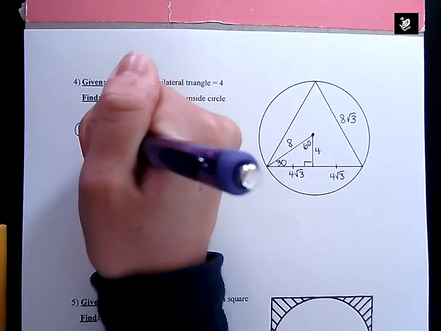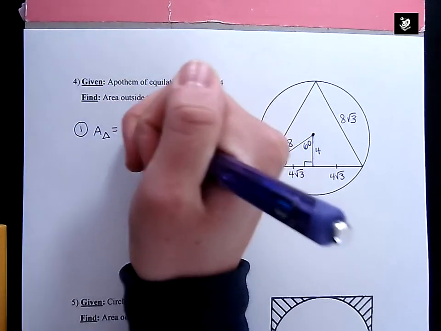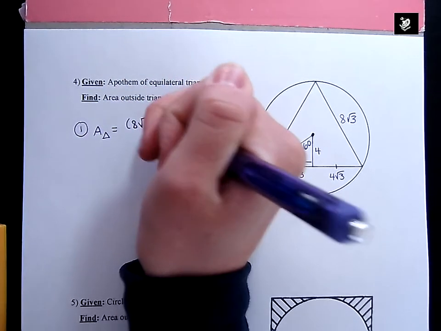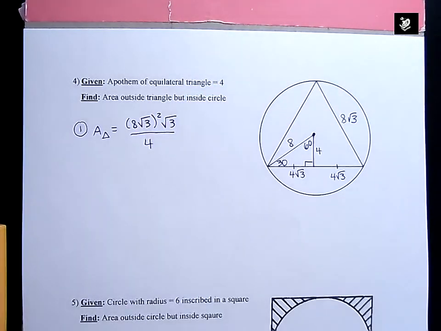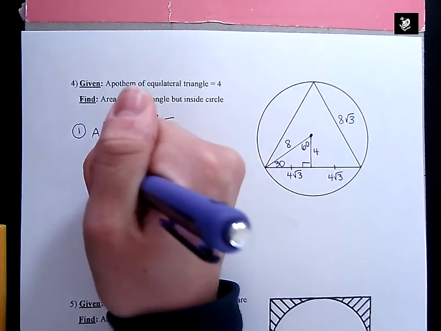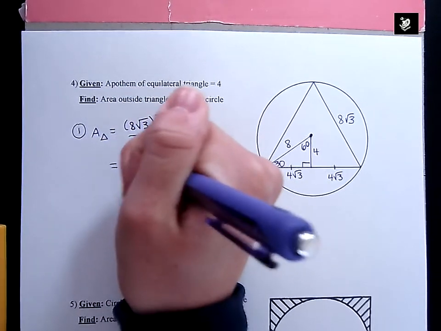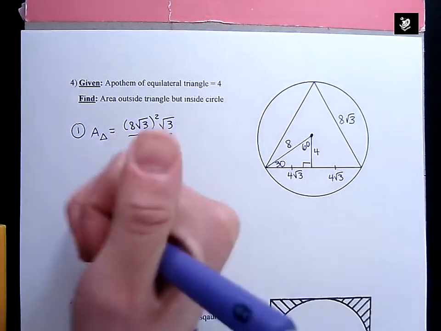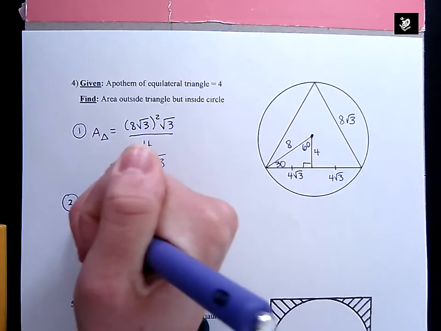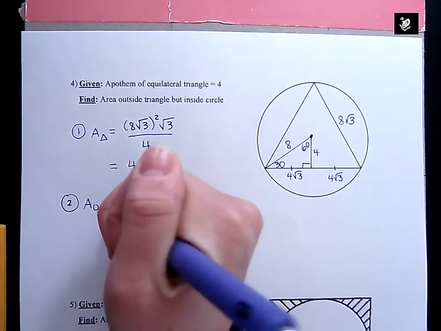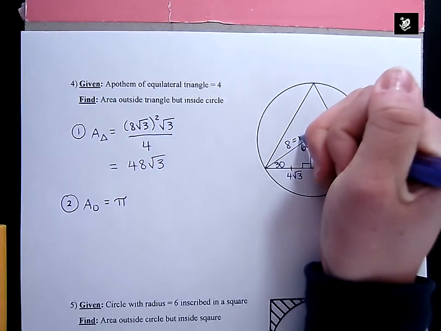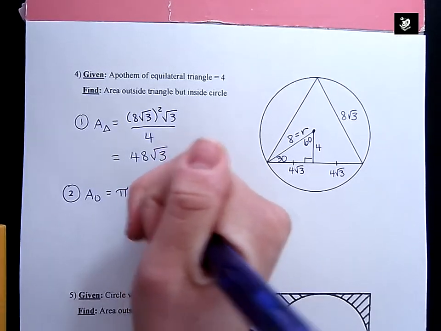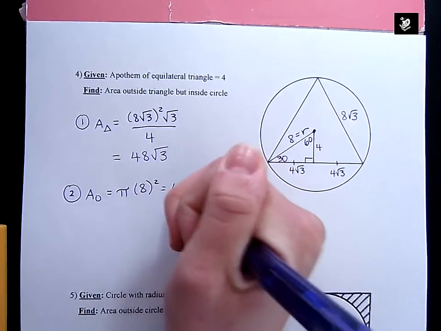So for the area of the equilateral triangle, I'm going to do the side squared times root 3 over 4. And when you simplify all of that, you will get 48 root 3. And then I'm going to find the area of the circle. So pi r squared, in this case, r is going to be 8. So 8 squared, which is 64 pi.